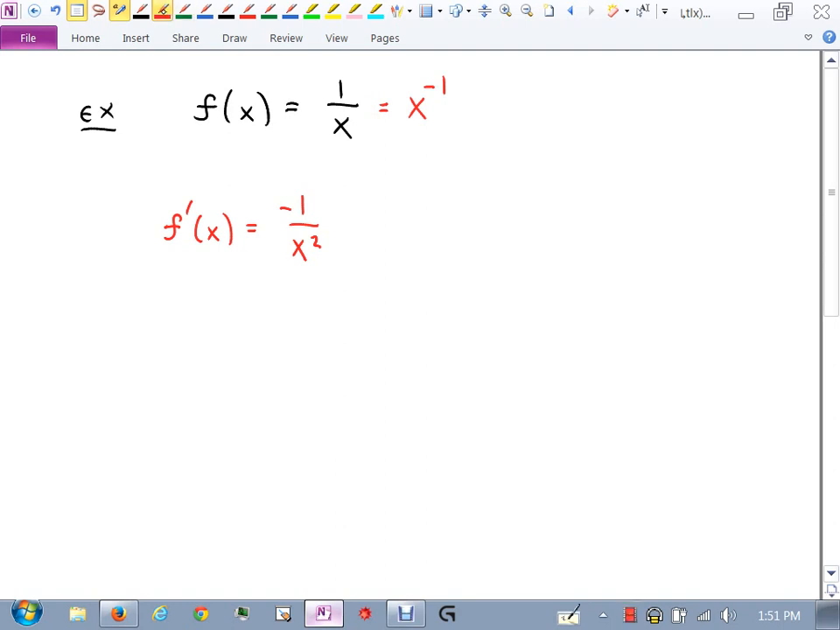So, is that all right? I want to know when the derivative is 0. Well, I want to know when negative 1 over x squared equals 0. The only time I worry about a fraction being 0 is when the top is 0, and that's not going to happen, right? So I have no critical numbers that give me that the derivative is 0. How about where the derivative does not exist?